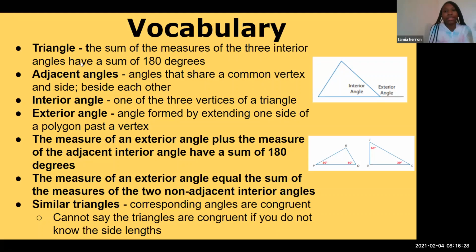The measures of the three interior angles have a sum of 180 degrees. That's something you learned starting in 4th grade. The angles on the inside of a triangle add up to 180 degrees.